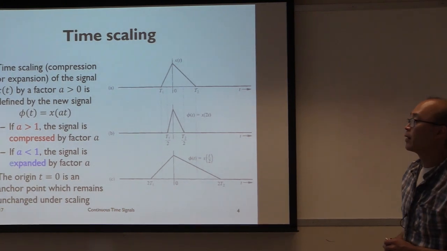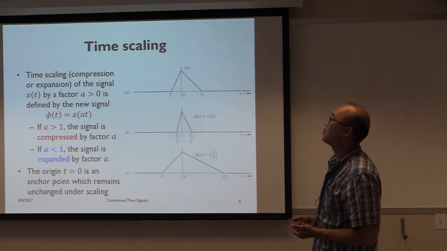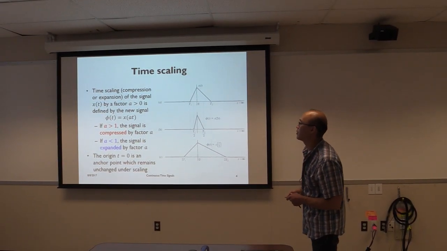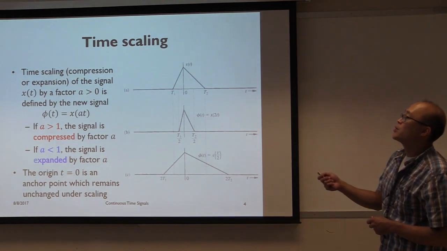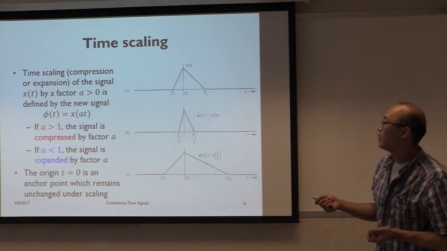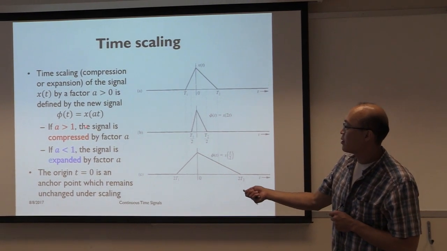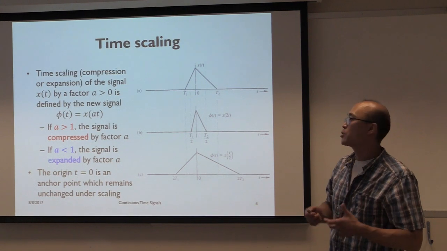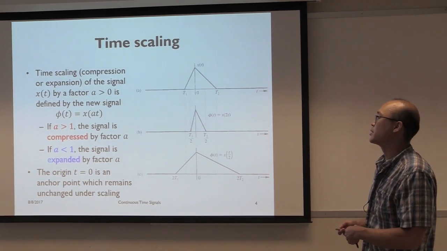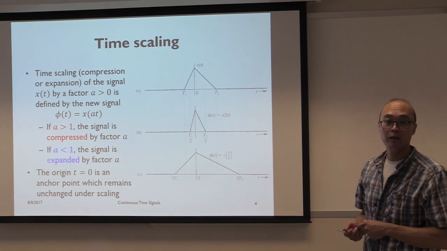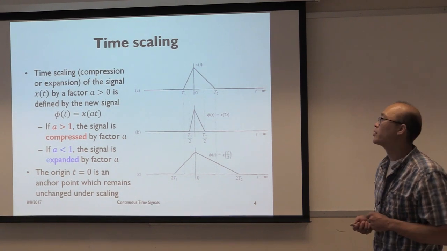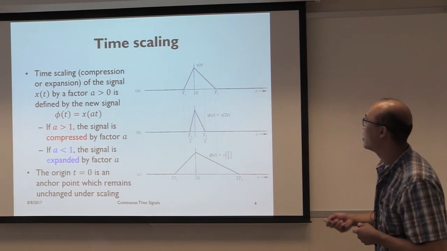Another important mathematical operation on a signal is time scaling. In time scaling, you're essentially going to multiply the time axis by a factor a. The scale that you perform will depend on the size of a. If a is greater than 1, then we say that the signal is being compressed by this factor a. If a is less than 1, then we say that the signal is being expanded by the factor of a. And of course, time t equal to 0, the origin, is a point that doesn't change under the scaling. So again, let's look at this graphically.